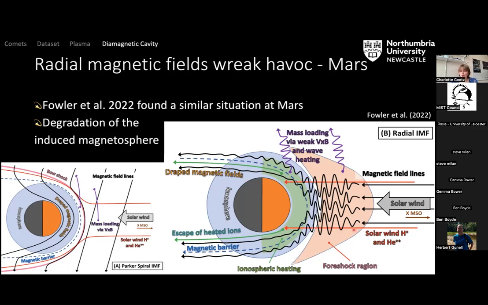And also you observe that all of the boundaries are degraded and the foreshock region is extended, simply because there's more wave activity going on. And so I really like this because we found something at the comet, but at Mars and also at Venus, you can find very similar conditions, and it's nice that it actually all fits together.